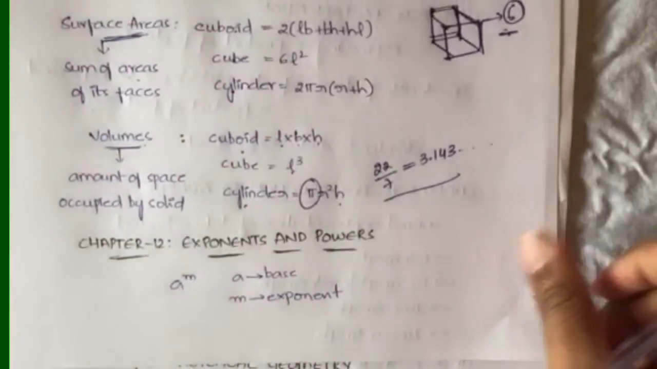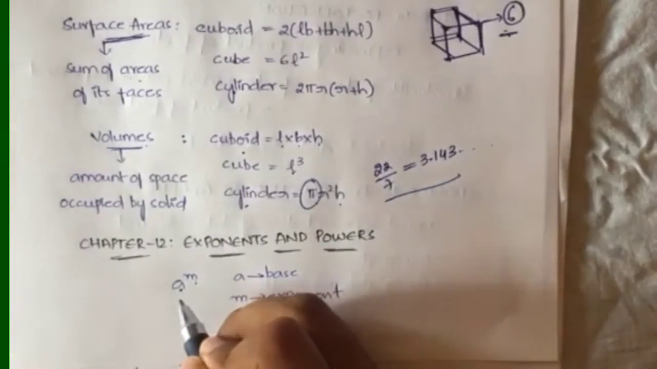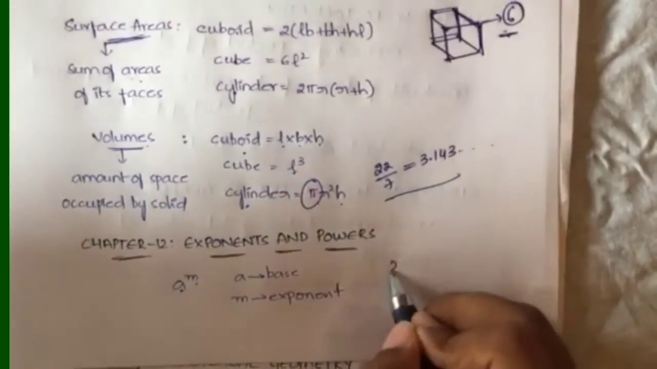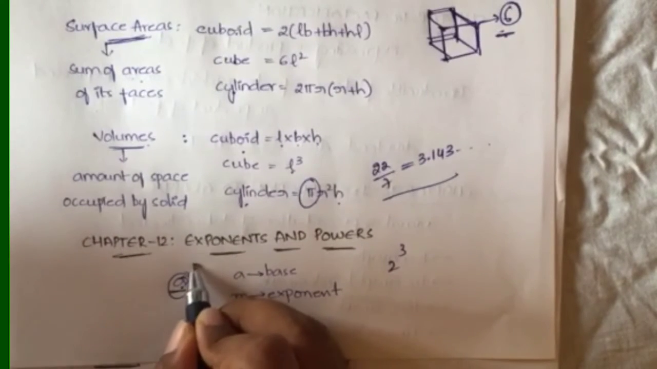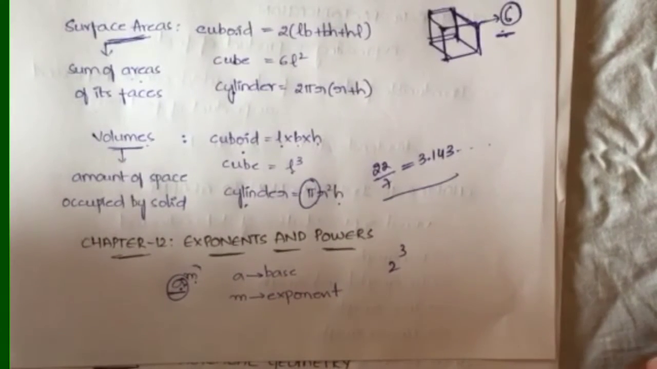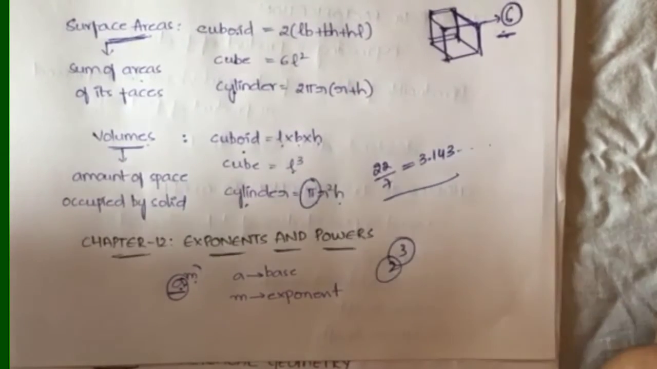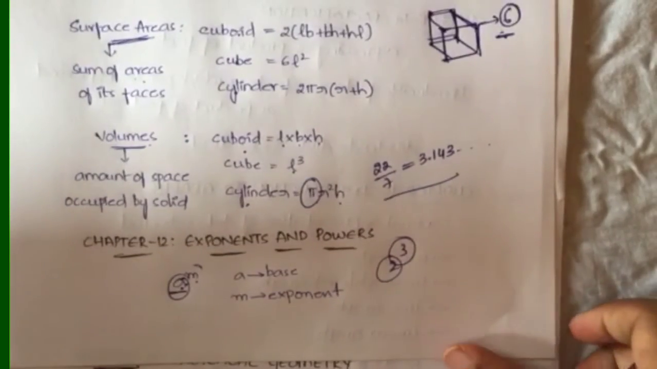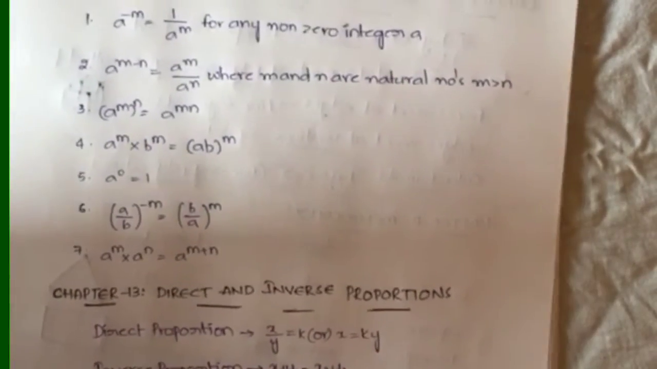The next chapter is the 12th one, exponents and powers. So a power m, let us take an example like 2 power 3. Here a is called the base and this m is called the exponent. Clear? A is the base and m is the exponent. Okay, here also 2 is the base and 3 is the exponent. Very simple. Okay, now let us see what the laws of exponents are.